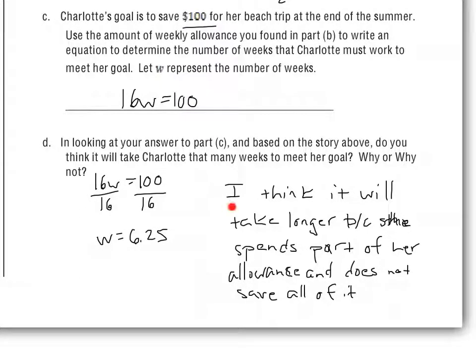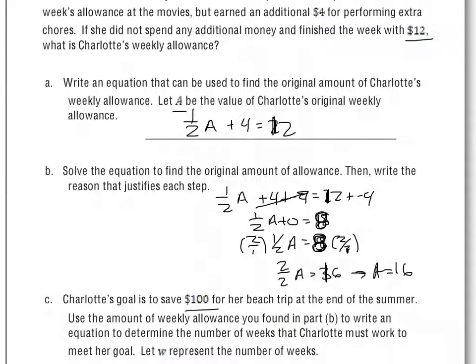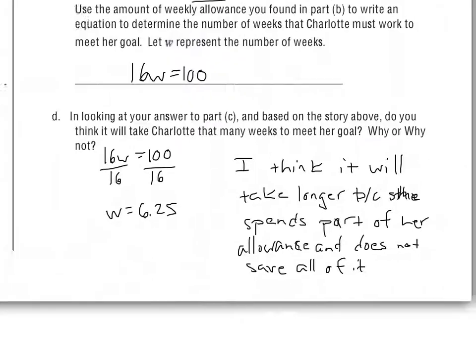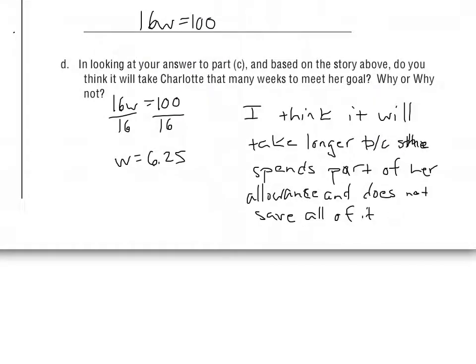However, I think that it will actually take her longer because she's proven that she saves less than that in a given week. Up here we see that she only was able to save $12 even after she got $4 extra from chores. So I think it'll take her longer because she's spending some of the money instead of saving 100% of her allowance.